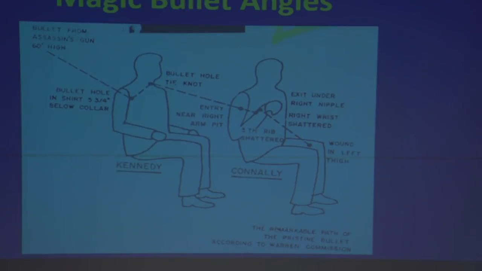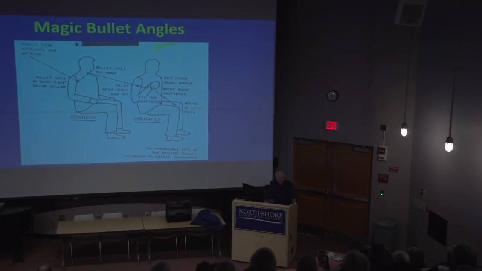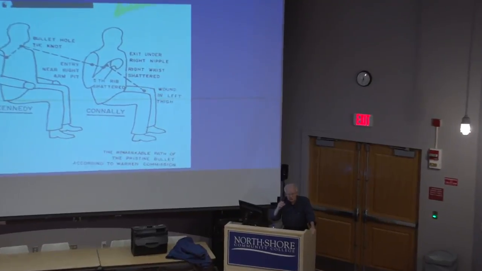Governor Connally is then hit in the back of his right arm, breaks a couple of ribs, and then supposedly destroys a good part of his wrist, and somehow lodges itself from his right wrist into his left thigh, where it magically falls out at Parkland Hospital, almost intact and in a pristine form. It's absolutely absurd. And it's incredible to me. The more I've looked at this, the more incredible it becomes. How in heaven's name were the American public sold this nonsense? It was sheer and utter nonsense.